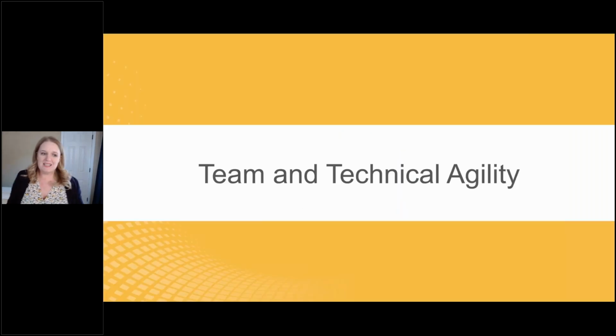So first, team and technical agility. We're looking at team agility versus organizational agility. And team agility is actually a foundational building block to achieve organizational agility. So they aren't really versus each other. They aren't against each other. You need to establish team and technical agility in order to achieve organizational agility.